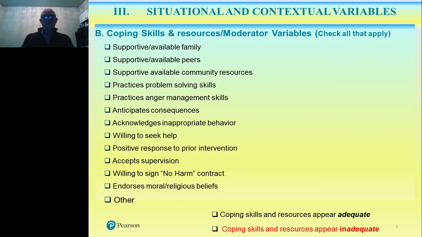And then, do they have moral or religious beliefs? Like, I wouldn't really kill anybody because I don't want to go to hell, or whatever their value set is. Okay. And then are there others? So coping skills and resources, this is your estimate now. Does this child's coping skills and resources seem to be adequate to compensate for the potential risk factors that you've gone through, and community situational factors and stuff that you've gone through, okay? Or are they inadequate? Are there too few of those moderating protective factors?